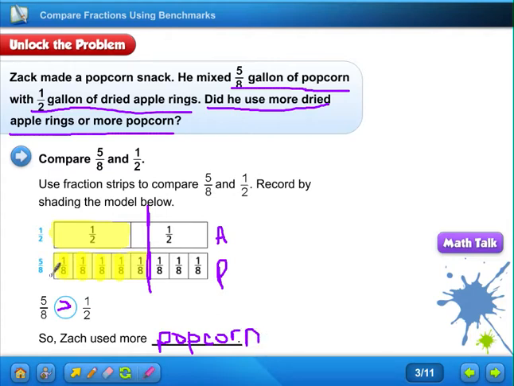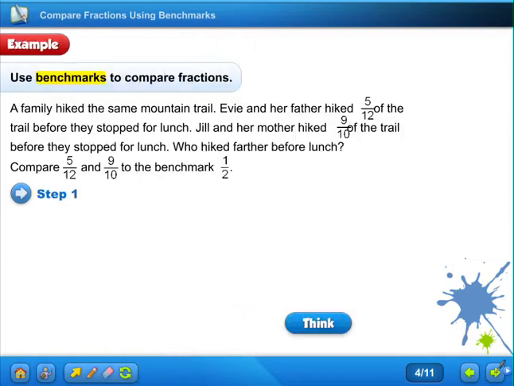All right. So let's go to the next problem. On this one, it says use benchmarks to compare fractions. A family hiked the same mountain trail. Evie and her father hiked 5/12 of the trail before they stopped for lunch. Jill and her mother hiked 9/10 of the trail before they stopped for lunch. Who hiked further before lunch? So they want to know who hiked further before lunch.